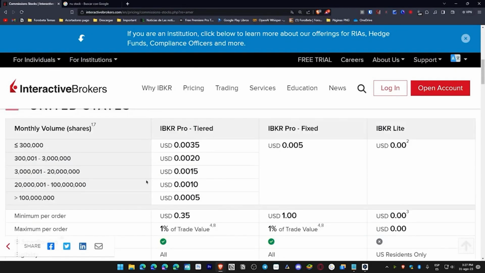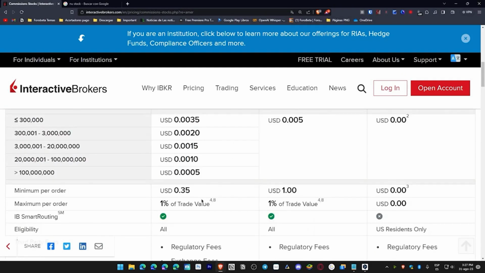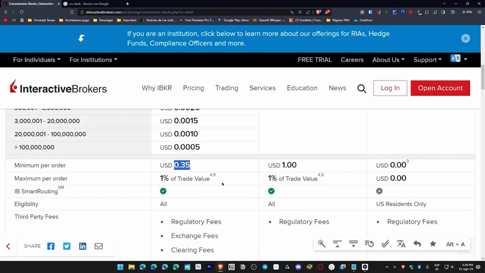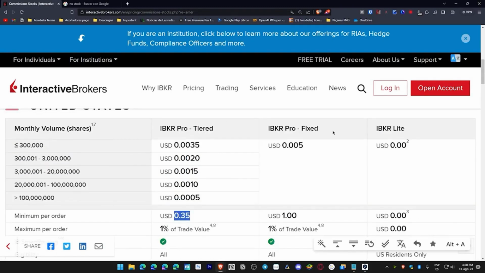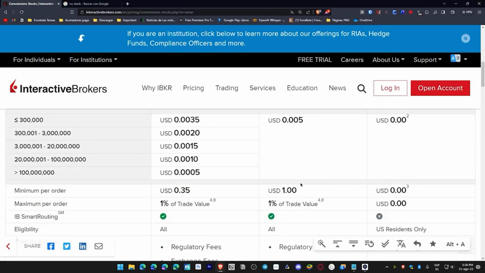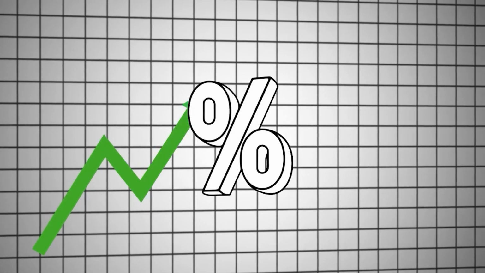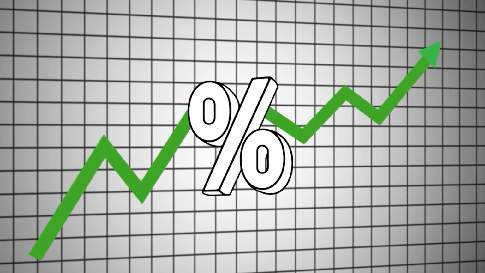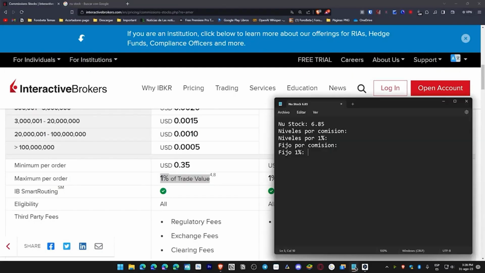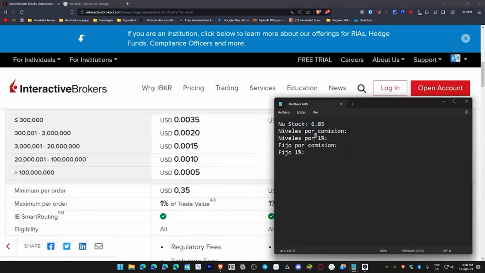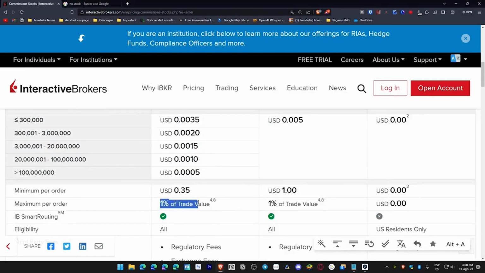The minimum amount we will be charged when executing a buy or sell order for stocks is, in the tiered system, 35 cents, 0.35 USD, and in the fixed system, it's $1, 1 USD. However, there are certain asterisks here that we need to look at, because it says that the maximum they can charge us is 1% of the trade value, and that's where the difference comes in. When I talk about tiered commissions, I'm referring to this particular one, meaning these commissions right here. When I mentioned the 1% levels, I'm referring to this specific one over here.